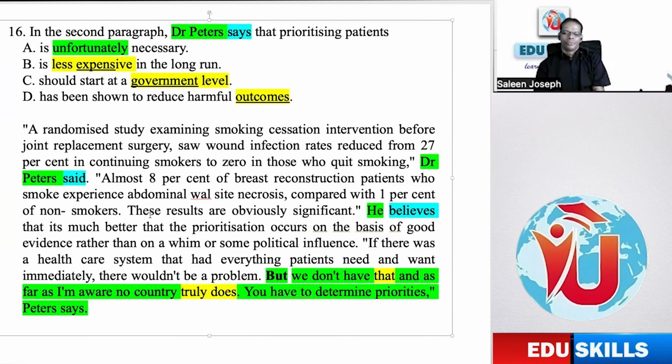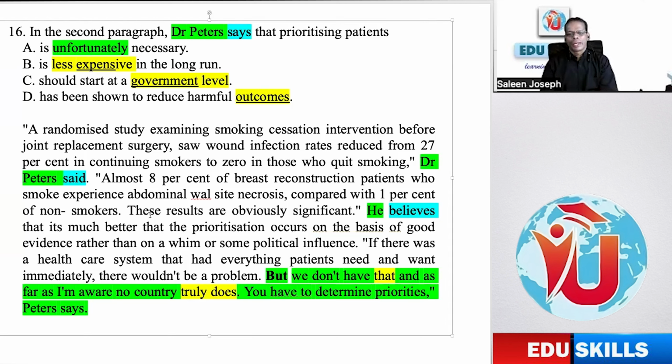What should you do? What should you do? Should you immediately perform the surgery, or force them, or encourage them, or motivate them to abstain from smoking at least for 3 or 4 weeks time? Okay, Father. Prioritizing patient has been shown to reduce harmful outcomes.